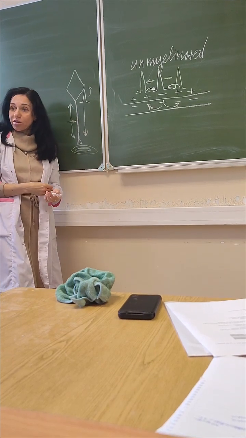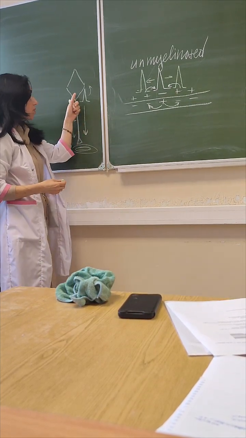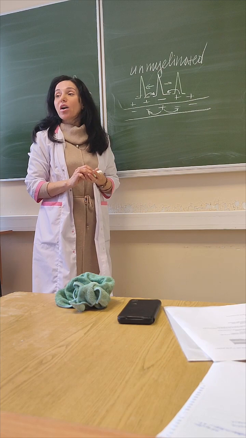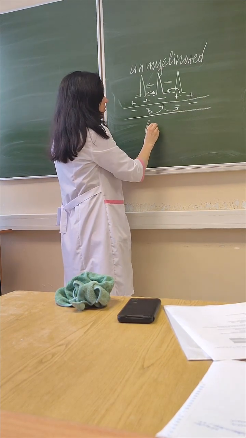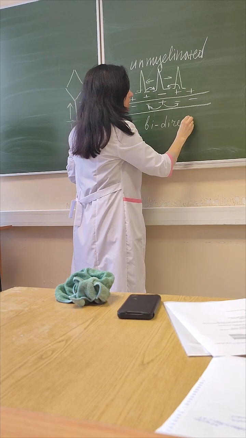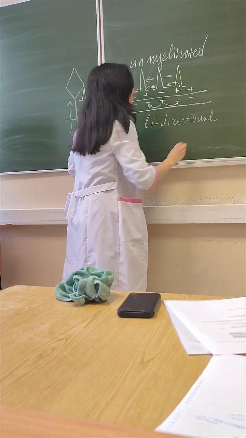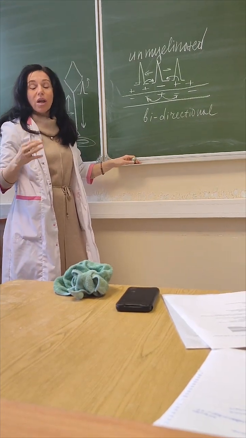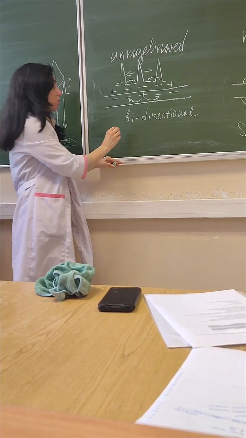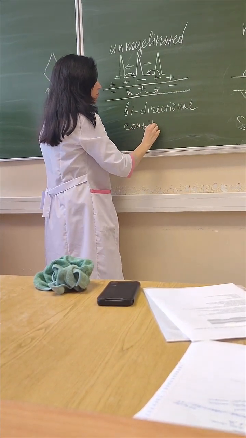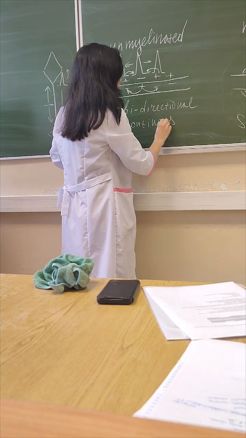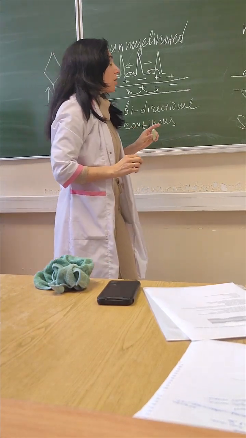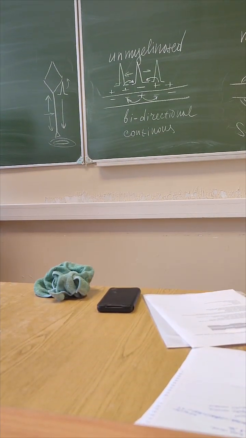That is in artificial stimulation. But in the real system, we have propagation from the body to the periphery. It's called bidirectional propagation. And it happens from point to point, more or less slowly. It's called continuous propagation, from point to point. What happens in myelinated nerve fibers?